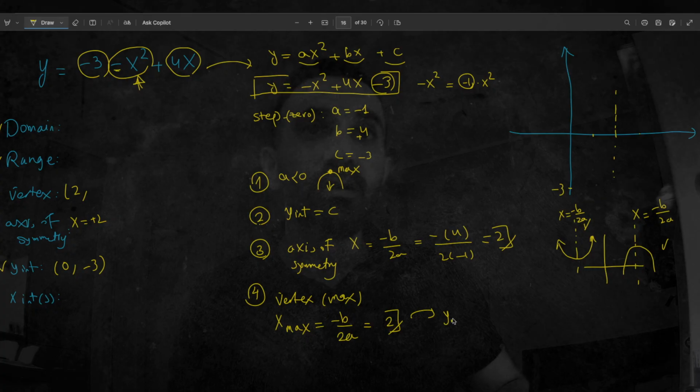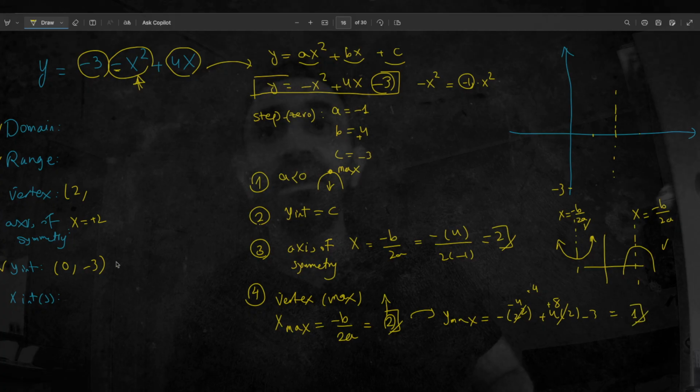All you need to do is to plug in the x into the equation. You're going to plug in 2 instead of x into the equation. So you're going to write minus 2 to the power of 2 plus 4 times 2 minus 3. Minus 4 plus 8 minus 3, that is 1. So the y value is 1. So point (2, 1) is the coordinates of the maximum point.